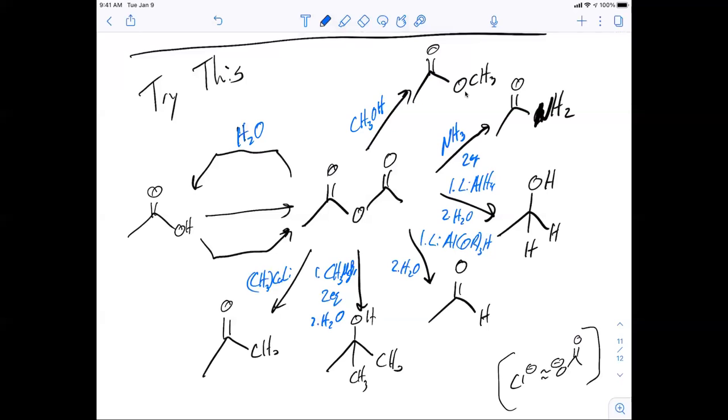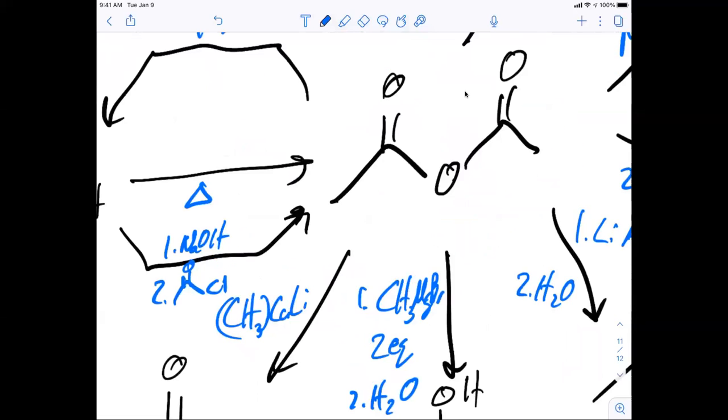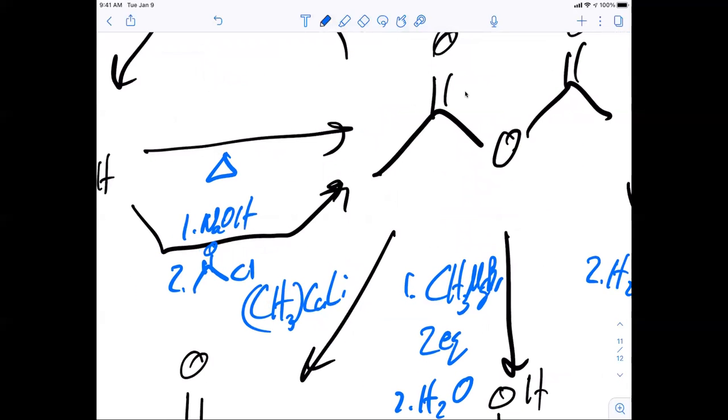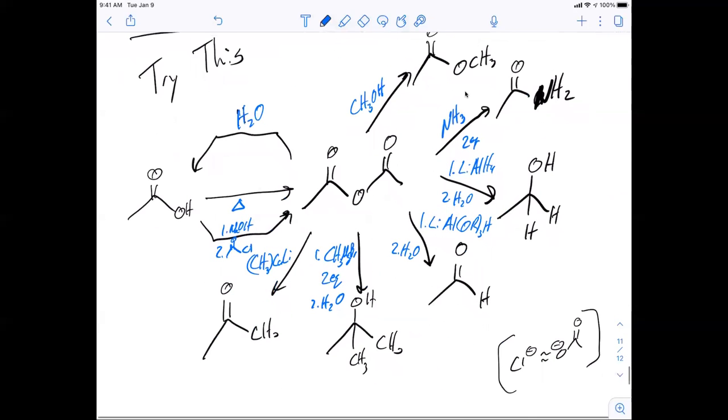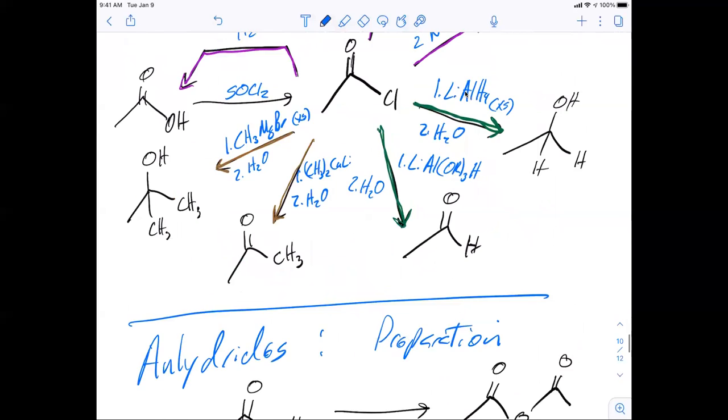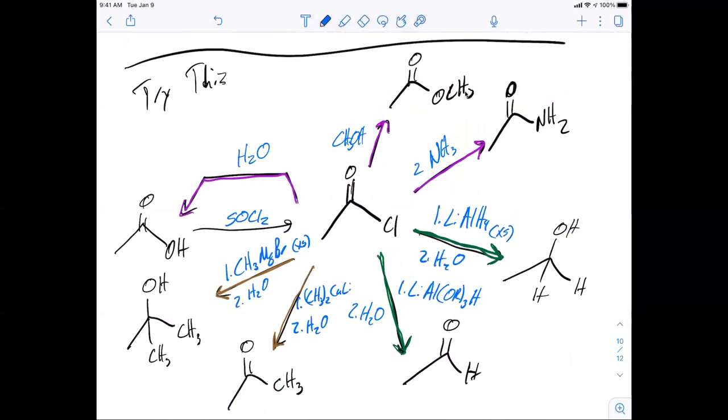To go from the acid to the anhydride, I could just use heat, or I could use sodium hydroxide and the acid chloride. I might have to show this one to you, and that's pretty small, so let's blow that up. What do you notice about this circle? How close is it to this one? Very close, right? The only difference is the preparation of the anhydride and the preparation of the chloride.